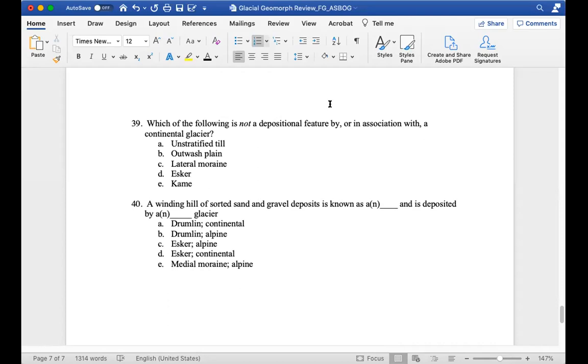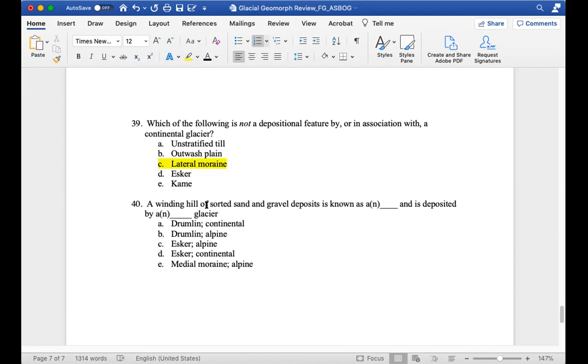And lateral moraines are just moraines that you see along the edge of a valley glacier, and they're made up of material that's deposited from the valley walls. So C is the incorrect answer.